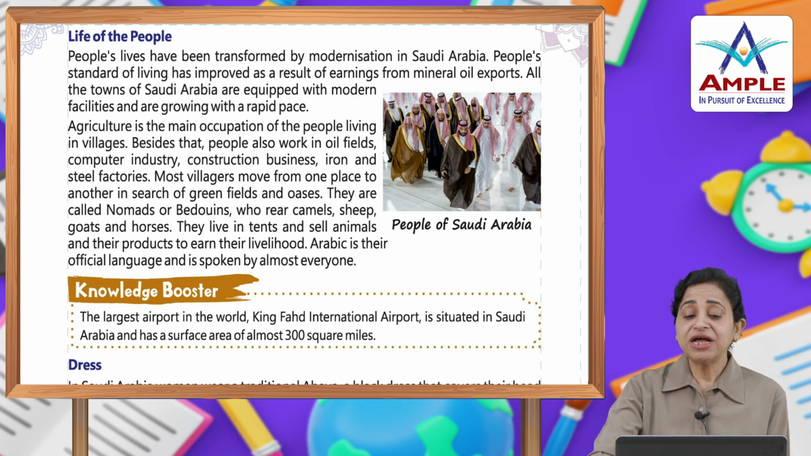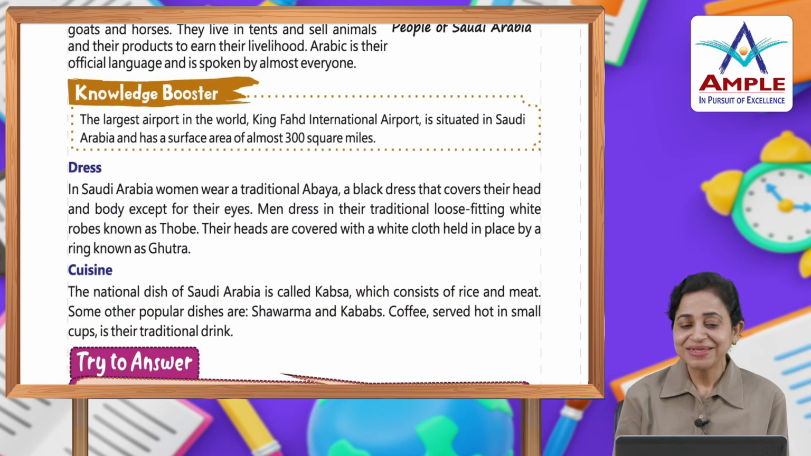Knowledge booster. The largest airport in the world, King Fahd International Airport, is situated in Saudi Arabia and has a surface area of almost 300 square miles.